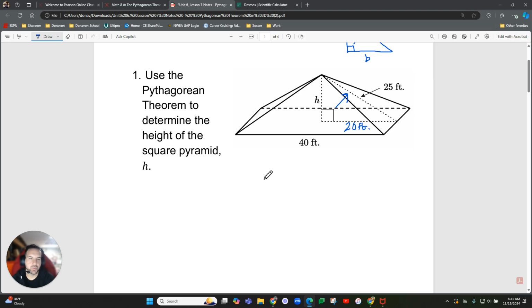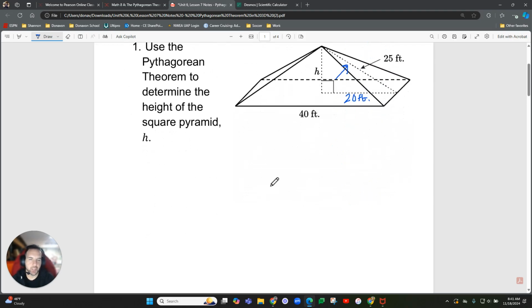Remember, we talked about in our previous live lessons that whenever they give you the hypotenuse, you can do a shortcut. Instead of doing a squared plus b squared equals c squared, you can use this formula: c squared minus a squared equals b squared. In this case, the b would represent the height. So b equals the height.